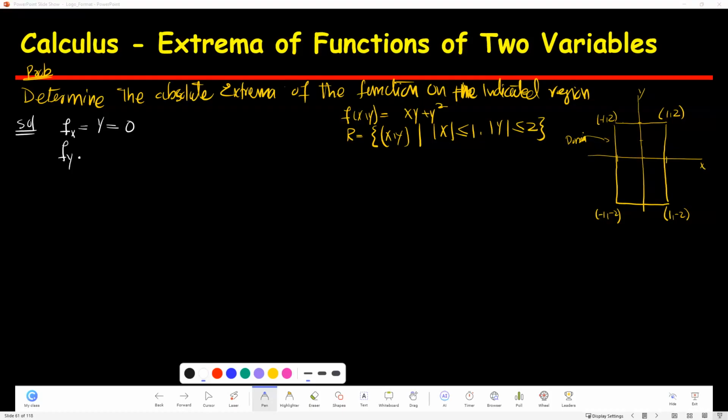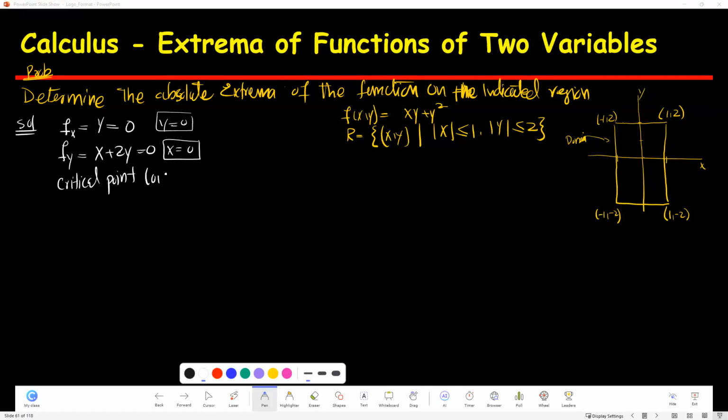And if I take the partial derivative with respect to y for this function, it's going to be x plus 2y. We already found y equals 0 from the first point. If I substitute over here, my x becomes 0. So my critical point in this function is 0, 0.